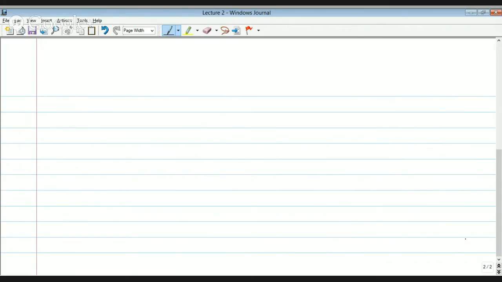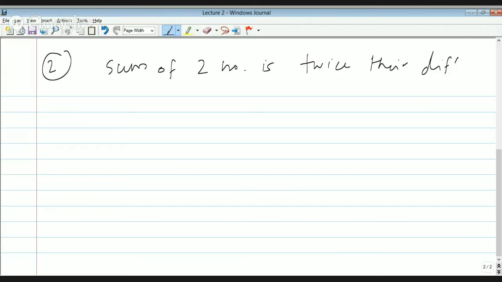Now let me go to the second question. The second question is a little more difficult than this one. What it says is, the sum of two numbers is twice their difference. This is the first part of the question. And if one number is equal to 10, find out the other number.